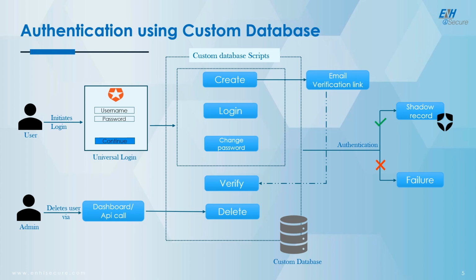If authentication succeeds, Auth0 creates a shadow record, which is a copy of that specific user's profile information in Auth0's database. But importantly, no passwords are stored in Auth0. Your original data and passwords stay securely in your legacy system. Plus, admins can delete users through the Auth0 dashboard or API calls, which triggers your delete script. As you can see in this flow, every interaction goes through your custom scripts to your database. Now, let's explore the migration options.